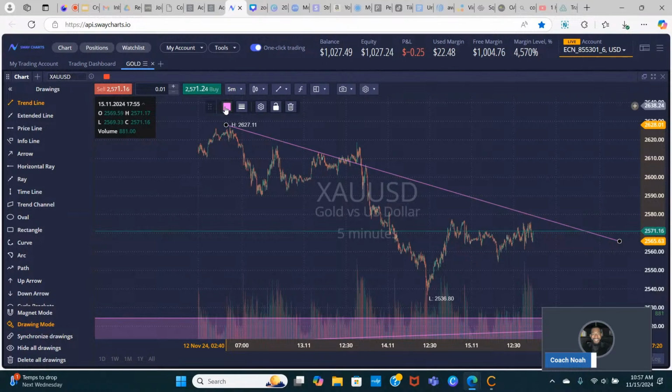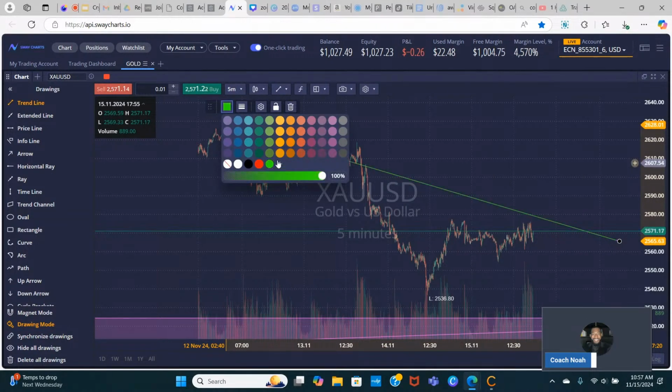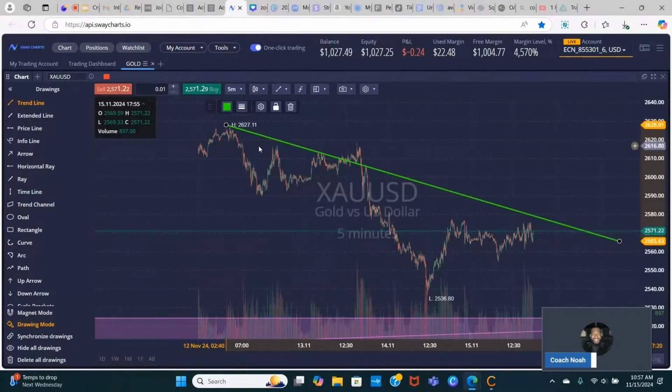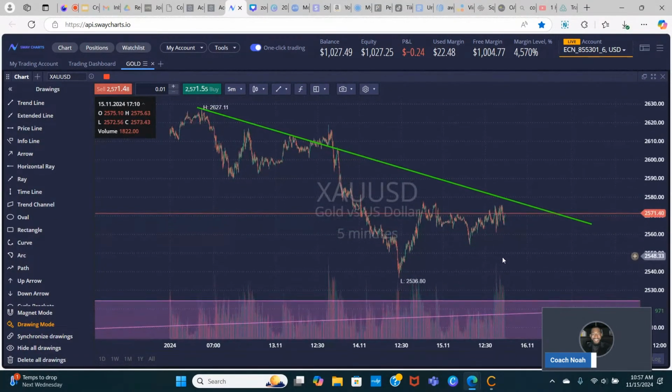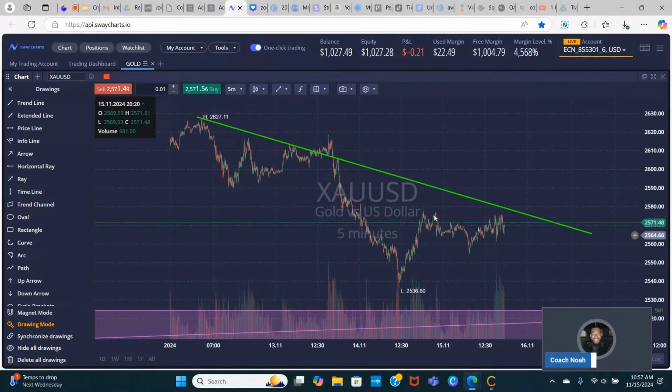Okay. Make this a different color. Let's go green. Okay. So that's the first thing we identify. Trend of the market. We are in a downtrend on the 5 minute time frame. See prices starting here, bouncing off our trend line, coming down, trying to retest our trend line now.